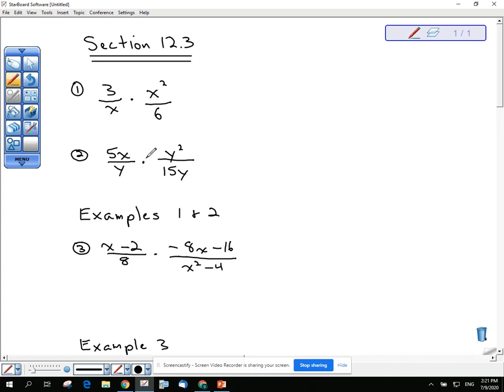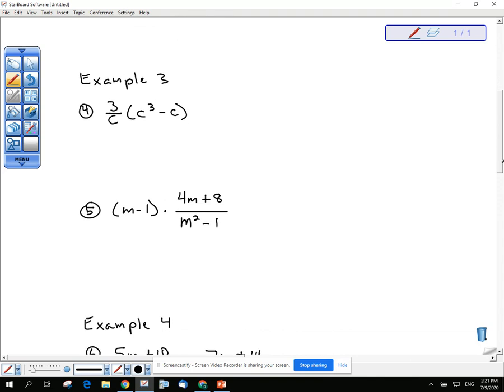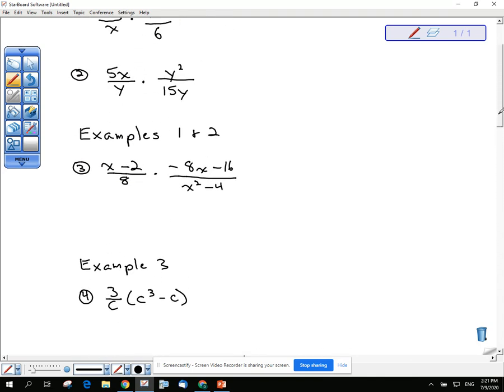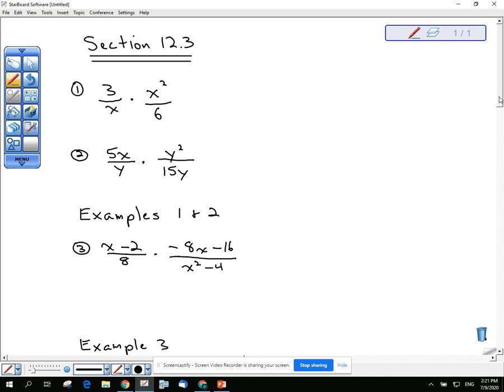Algebra 1, Section 12.3, multiplying and dividing rational expressions. I have this paced out for myself, so this is not really part of the notes, but just for myself to know when to go to an example, when to come back to the whiteboard and do an example. We'll be doing several today.